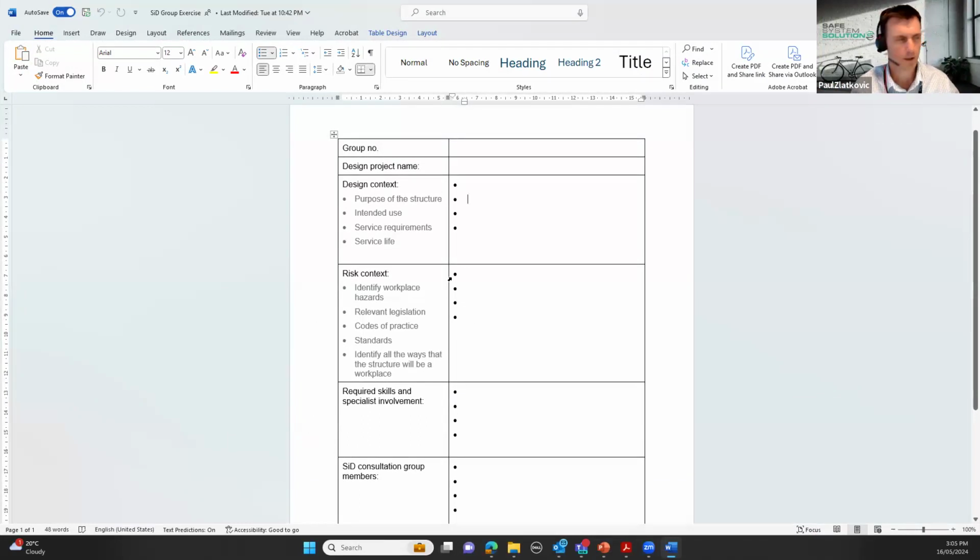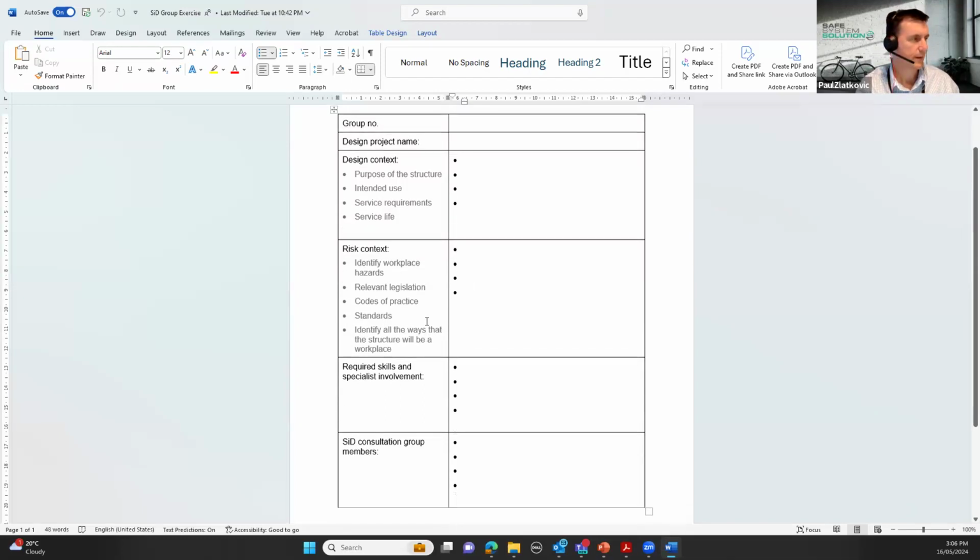You don't have that information, we haven't given it to you, so you can use your best knowledge or estimate to work out a service requirement or intended life. The risk context: identify the ways that the structure will be a workplace. That will be important, and any workplace hazards that you can identify would be relevant. I've just grabbed this out of the slide pack, and you've just picked up the design, so you're not going to understand what the relevant legislation, codes of practice or standards are. So you don't have to complete those.